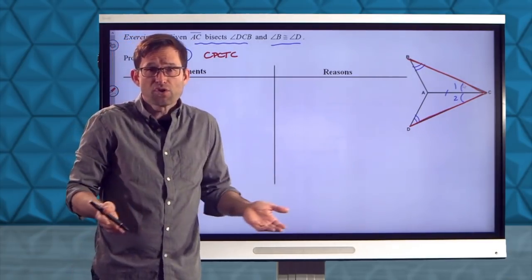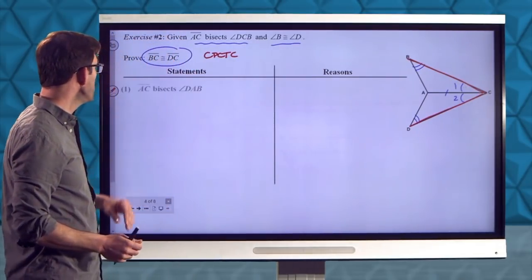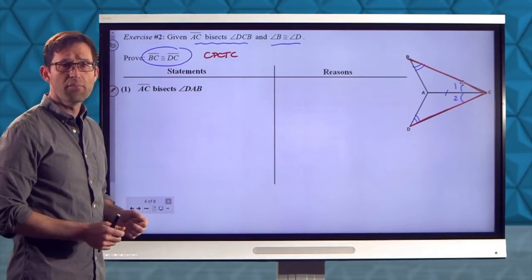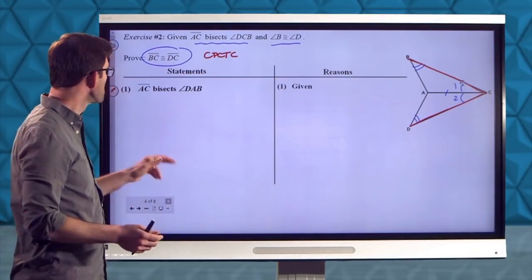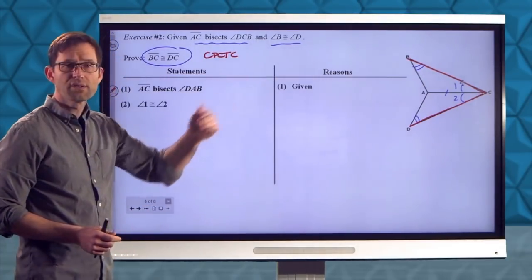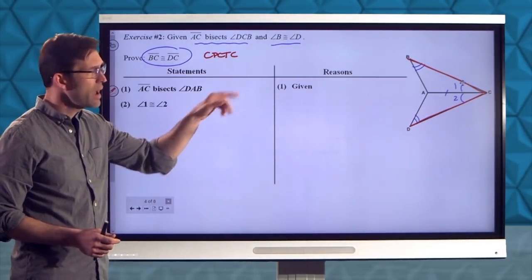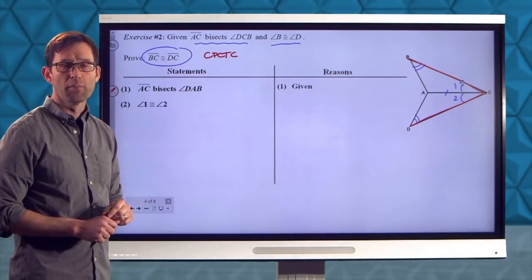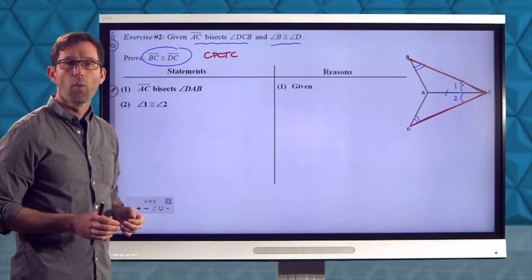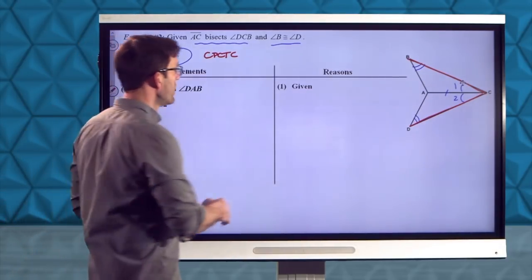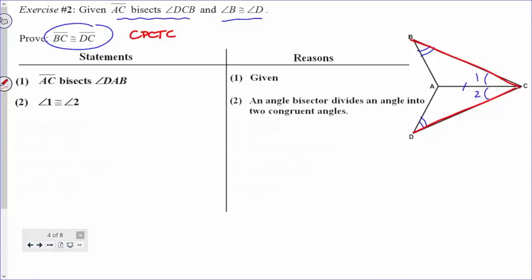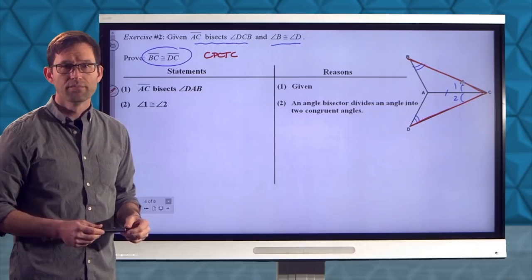We actually have pretty much the whole proof, right? Step 1, AC bisects angle DAB, because it's given. Step 2, angle 1 is congruent to angle 2. Notice that those two angles weren't marked on my diagram to begin with, but I marked them as angle 1 and angle 2 because it makes life easier, right? I can use the three-letter name.